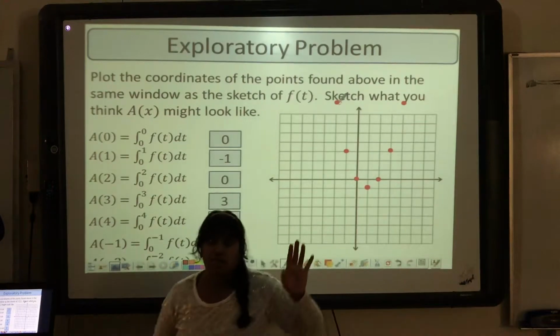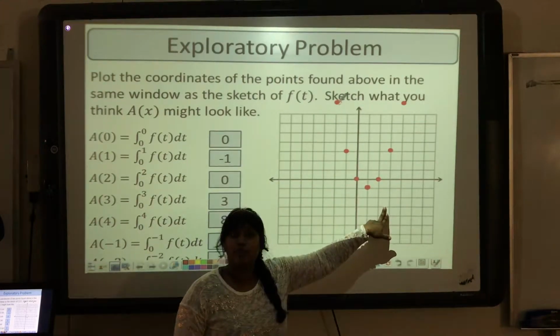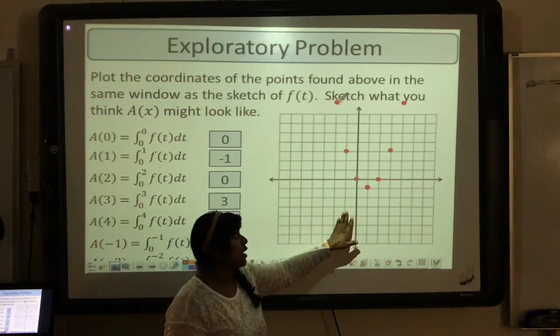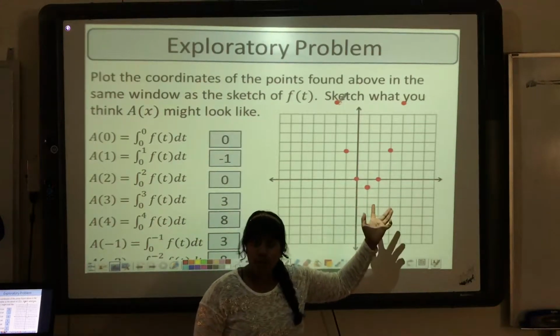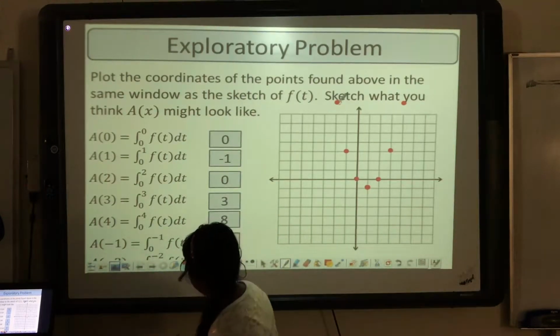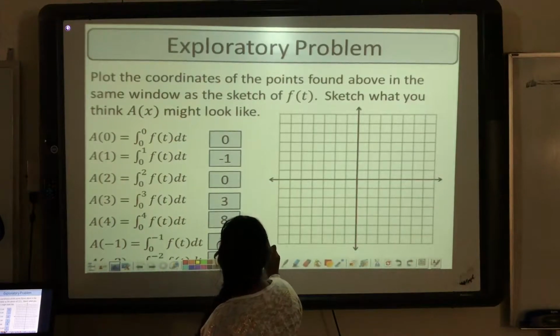And now you can see as I've plotted these coordinate points, I've created some sort of shape. What shape do we think that looks like? It's absolutely my quadratic curve. It's my x squared. So what happened? What is this pattern that we've just created? Let's do a little bit more exploration on that pattern.